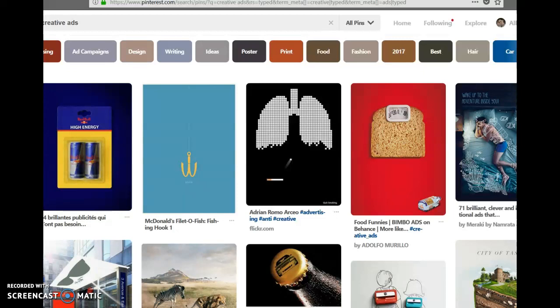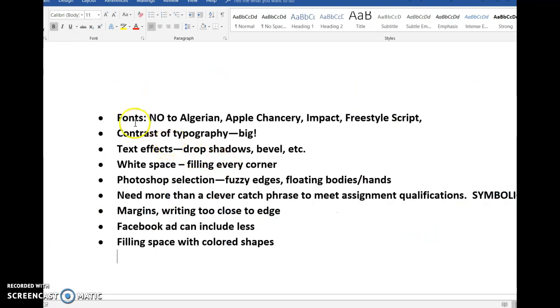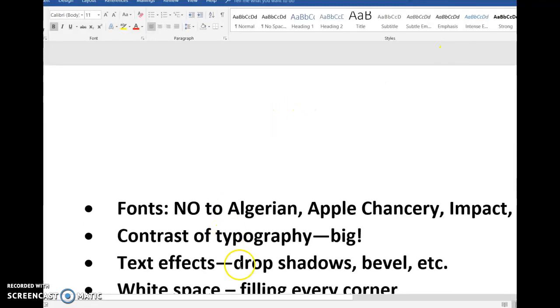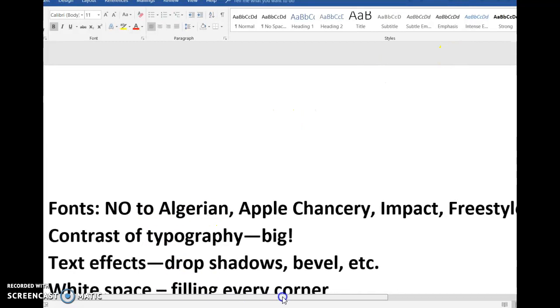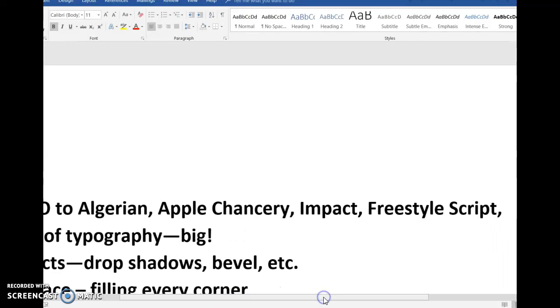This is based on all of the ads that I have been looking at over the past day or two. So it's still pretty specific to your designs, even though I'm not talking to you personally. I may be mentioning something that appears in your ad, okay? So hopefully this will help over the next week as you're working on finalizing those ads. So first of all, I want to talk about type. I'm seeing a lot of fonts that I am struggling with. So I'm going to say no to Algerian, Apple Chancery, Impact, and Freestyle Script.